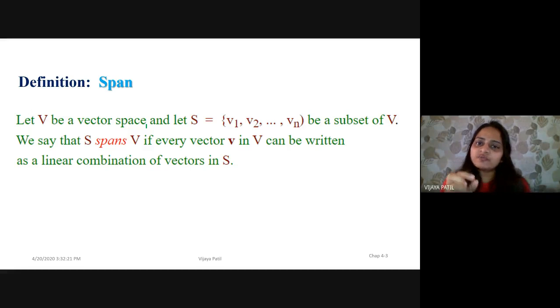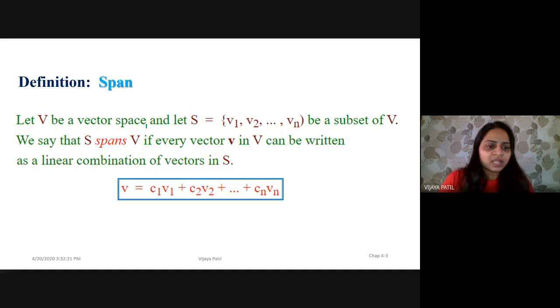Now, linear combination of vectors we have already discussed in the session where I uploaded the video on linear dependence and independence of vectors. There we have defined linear combination, linear dependence, and independence. My request for you is, before going for this session on span and basis, please do watch the video on linear dependence and independence, because this builds on it: a linear combination of vectors in S.